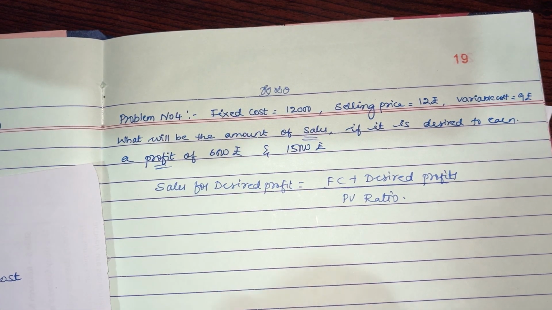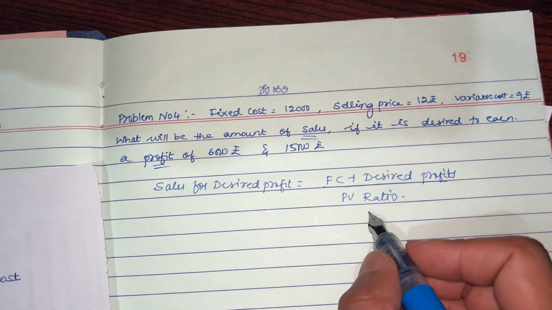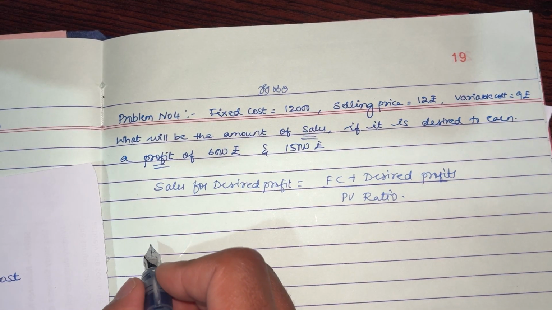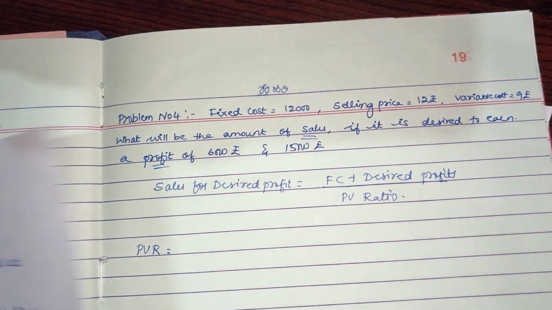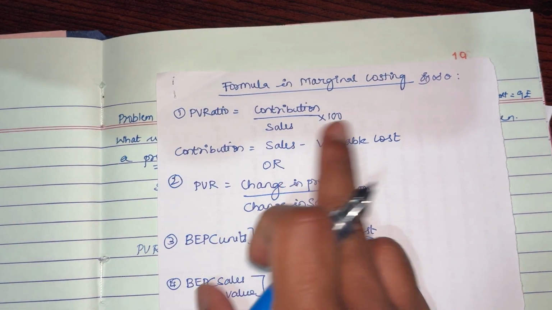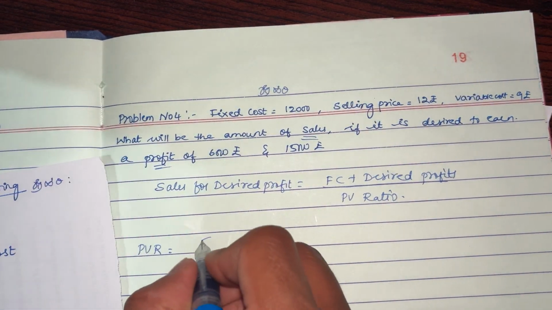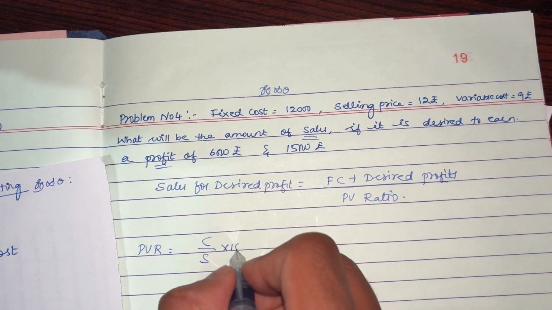Now fixed cost is already there, desired profits are there in terms of 6,000 and 15,000, so we have to calculate it twice, but we don't have the PV ratio. First let me calculate the PV ratio. PV ratio is equal to, what is the formula? Contribution by sales into 100.